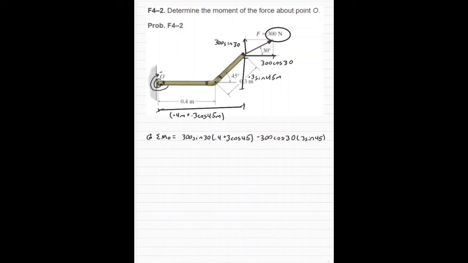Now all you have to do is plug all these numbers into your calculator. If you plug it in correctly, you should end up with 36.72 Newton meters in the counterclockwise positive direction. And that is the final solution for this problem.